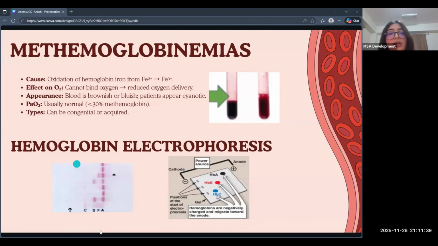Now, let's talk about hemoglobin electrophoresis. Now, when we took this lecture so many years ago, this was given by, I think, Dr.